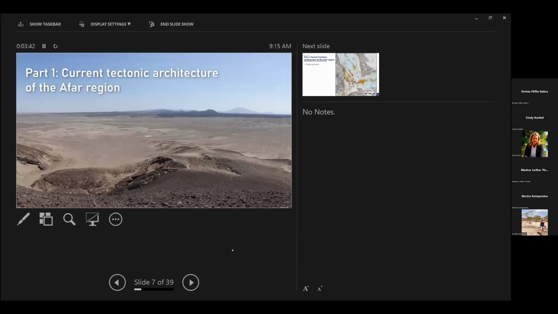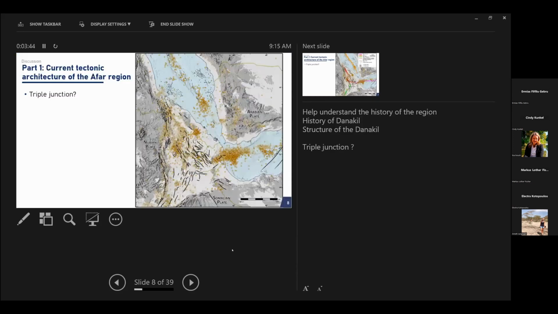Okay, let's now jump to the first part about the current tectonic architecture of the Afar region, and that will answer the question: we have a triple junction, yes, but... And to do this, we'll look at this map. I plotted here the earthquakes in the region, but we also looked at InSAR, at GPS data, and so on. And we could highlight the areas where most of the strain is currently accommodated. And I insist on currently, because if you look at the situation 100 years ago, it was not exactly at the same place. And if you look further back, it changed all the time. But nowadays, that seems to be the area where most of the extension is accommodated.